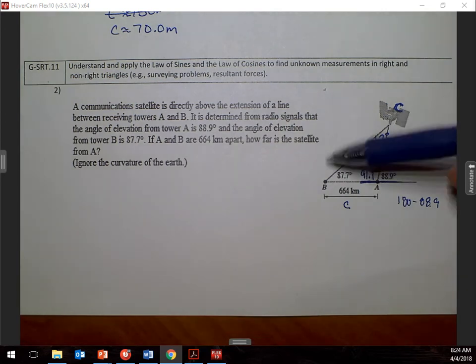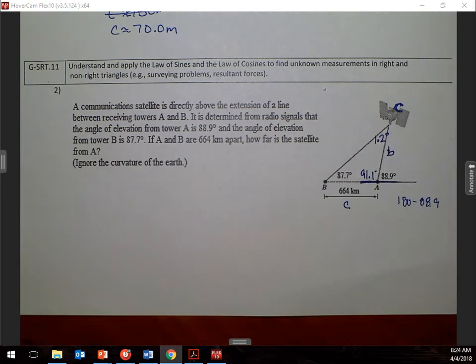Now, just so you know, it's not to scale. This satellite is really high up. Usually satellites don't fly low. They're usually up in space. Yes, anyway.